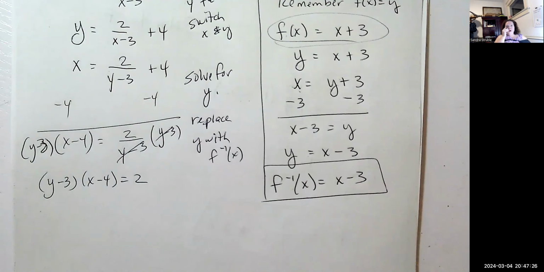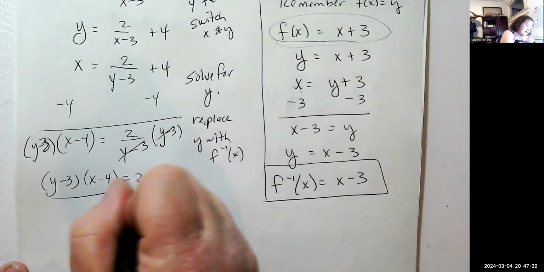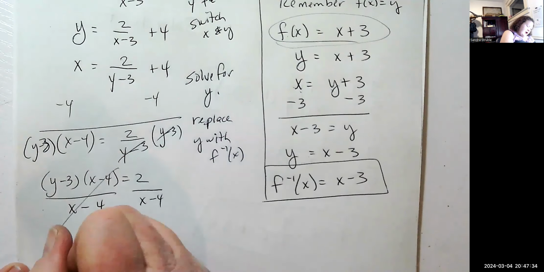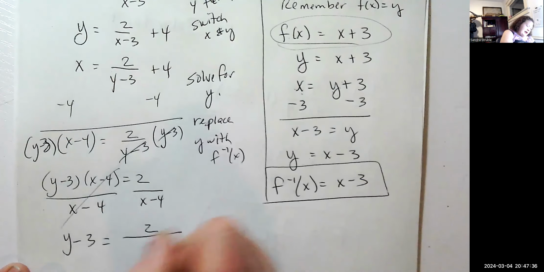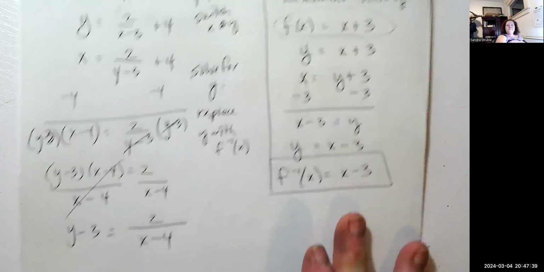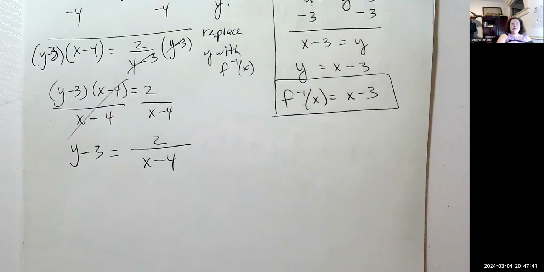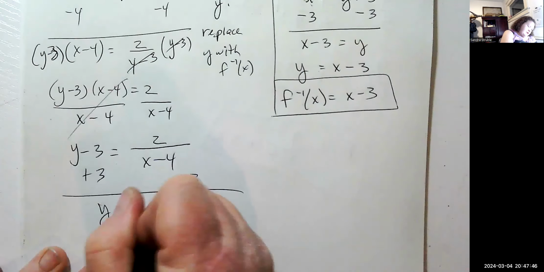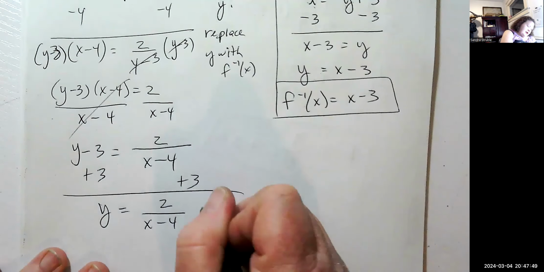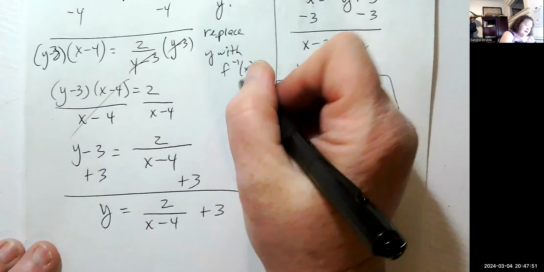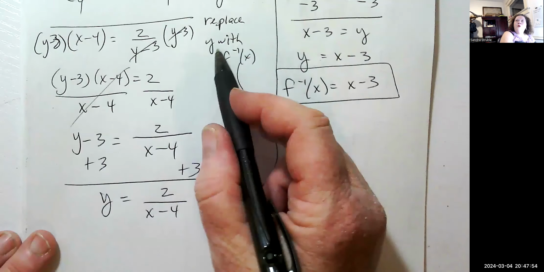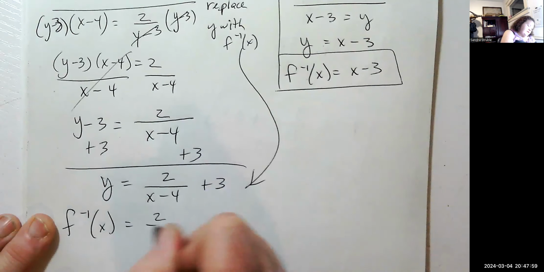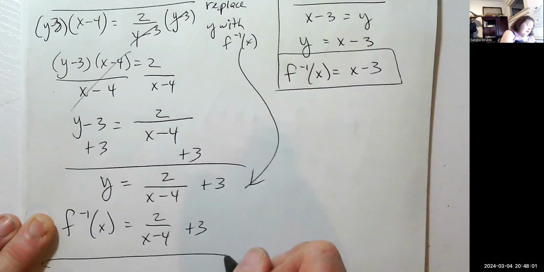Let's get rid of the x minus 4. Divide both sides by x minus 4. Gone. Y minus 3 is equal to 2 divided by x minus 4. Last piece of this, I just need to add 3 to both sides. So y equals 2 divided by x minus 4, plus 3. And then finally, down here, I'm going to replace my y with the inverse of f. That is my answer.